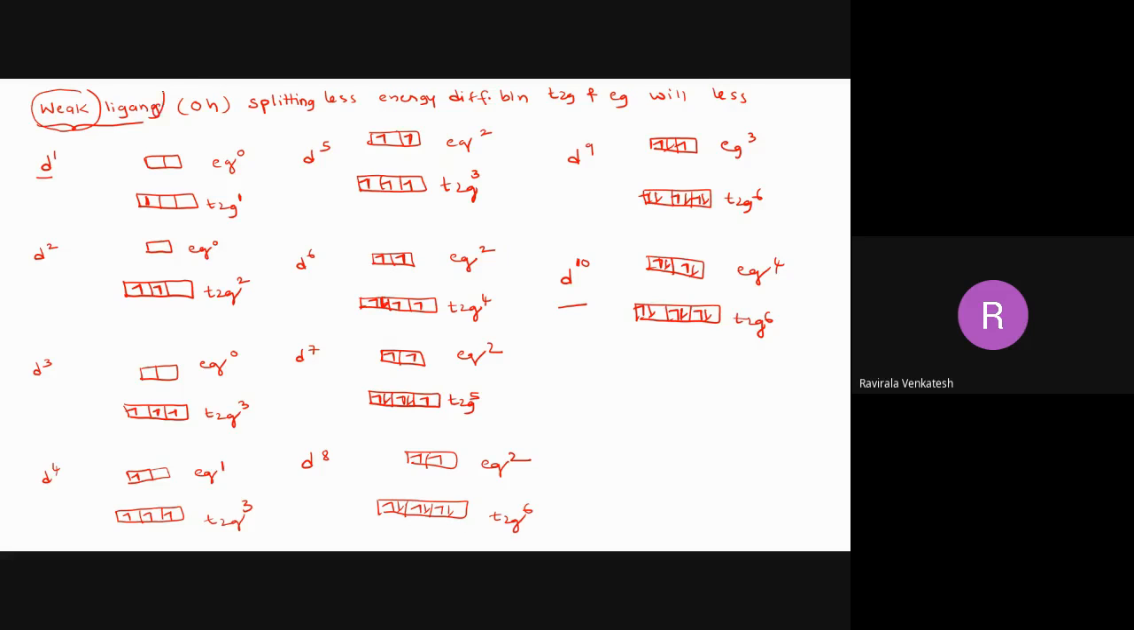In this way, we need to fill. What type of ligand is here? The ligand is a weak ligand. If you get a weak ligand, the splitting energy between these two is very less. In that case, electrons first half fill in T2G, then half fill in Eg, then pair in the T2G, finally pair in the Eg orbital.